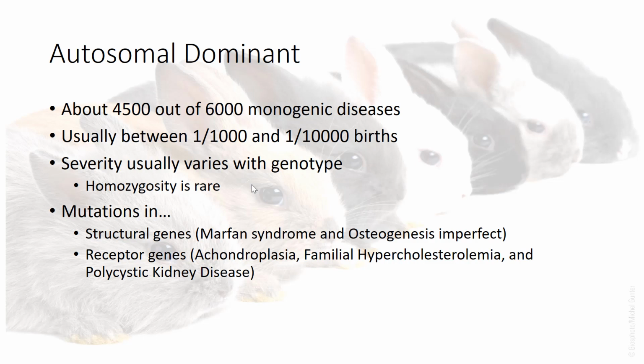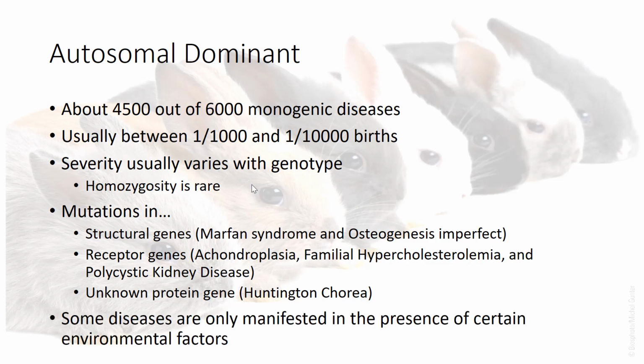hypercholesterolemia, polycystic kidney disease. In all of these, we've got a unique protein product showing up, changing the way that cells bind and respond to ligands. There are also mutations in some unknown protein genes. We talked about Huntington's disease previously when we talked about anticipation and errors in repeats.